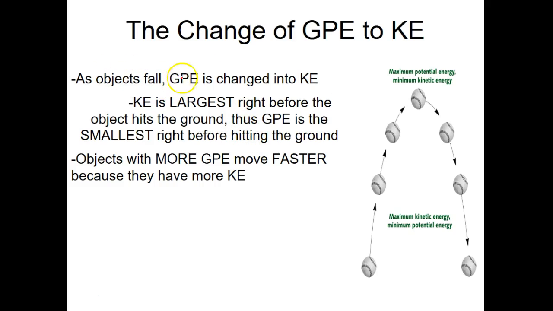Okay, so as objects fall, GPE is changed into kinetic energy, and that makes sense. Kinetic energy is largest right before the object hits the ground, thus GPE is the smallest right before it hits the ground. Okay, so this is the maximum kinetic energy, maximum potential. See how it says it right here? Maximum KE, maximum PE. Then here again, maximum KE. So the maximum potential is going to be where it's at the highest. And think about it. If GPE has height in its equation, you want the highest position. That's going to give you the highest GPE.